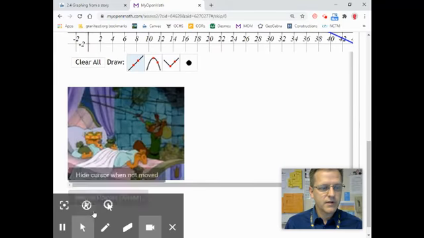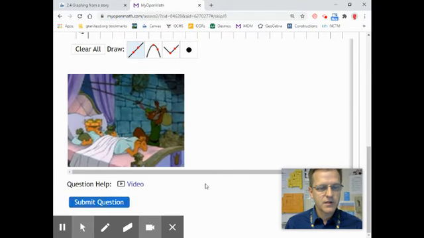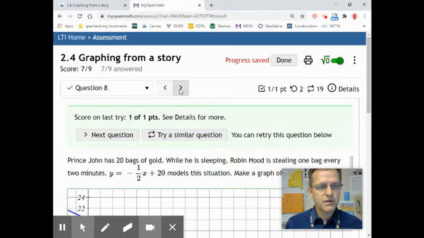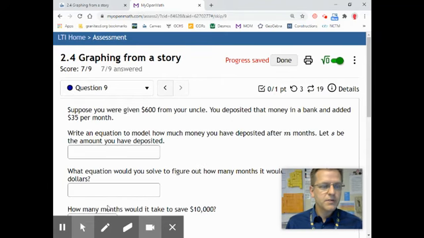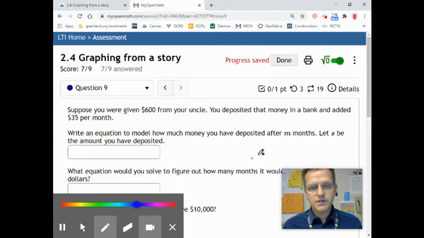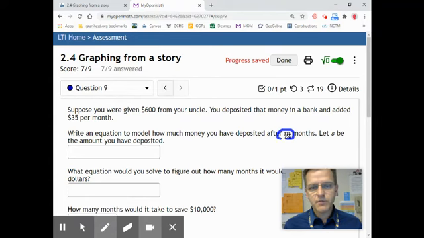Oh, all right, let's go down and click that submit question. There we go. And one more. So this one's the hardest one. Suppose you were given $600 from your uncle. You deposit that money in a bank and add $35 per month. Write an equation to model this situation using M for months and S for your savings.